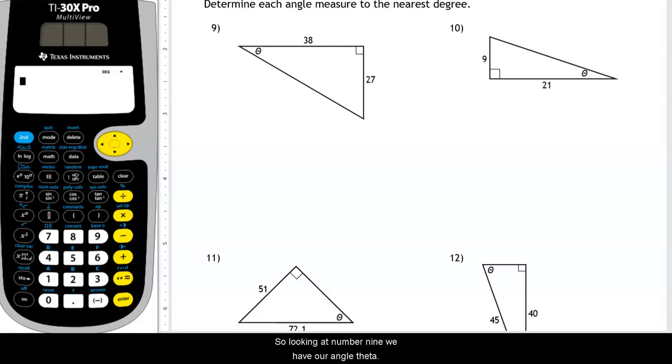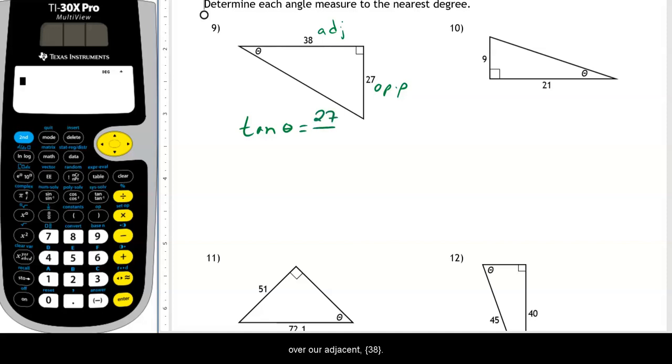So looking at number 9, we have our angle theta. The side across from, or opposite, that is 27, and the 38 there is adjacent to our angle, which means we have opposite and adjacent. So that means I'm going to be looking at tangent of theta, which would equal our opposite 27 over our adjacent 38. To find our angle measure, we're going to do the inverse. So theta would equal the inverse tangent of 27 over 38.